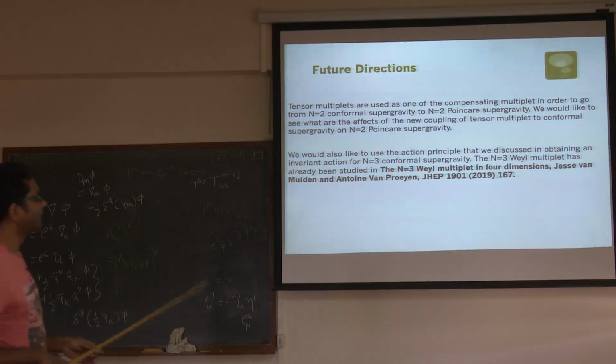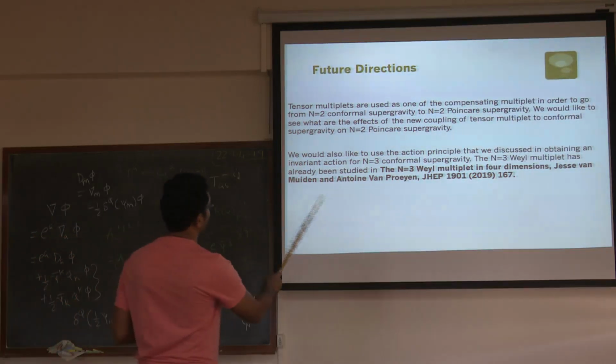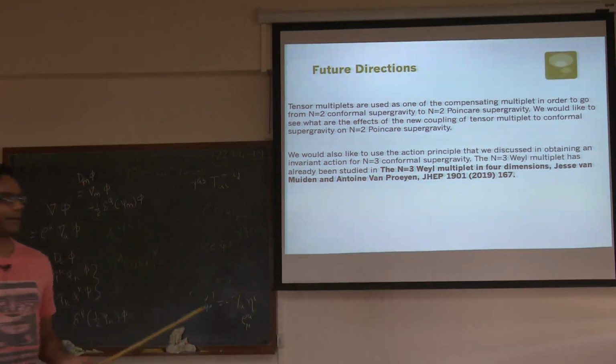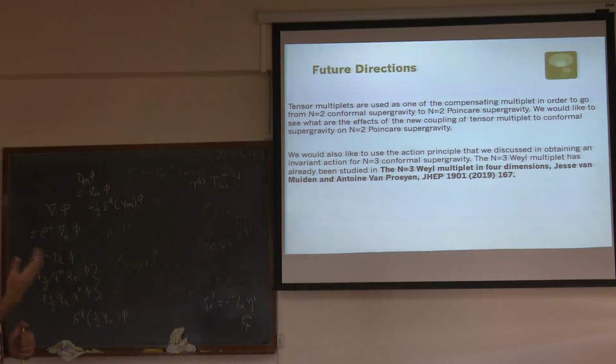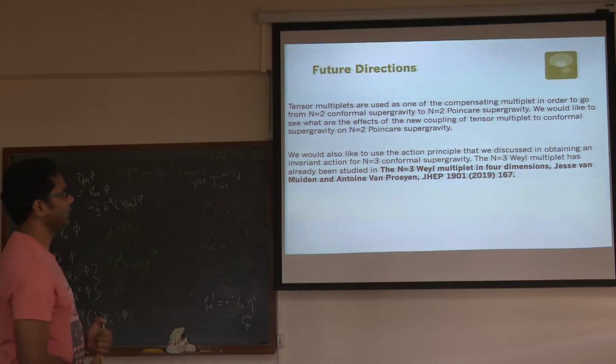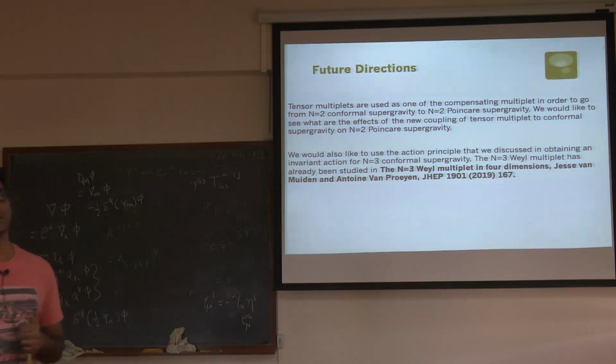And this was indeed exploited by Van Muiden and Van Proeyen in getting the N equal to 3 Weyl multiplet, and we would like to obtain the invariant action for N equal to 3 conformal supergravity, and also for the N equal to 3 vector multiplet, and go from N equal to 3 conformal supergravity to N equal to 3 Poincare supergravity using this principle.